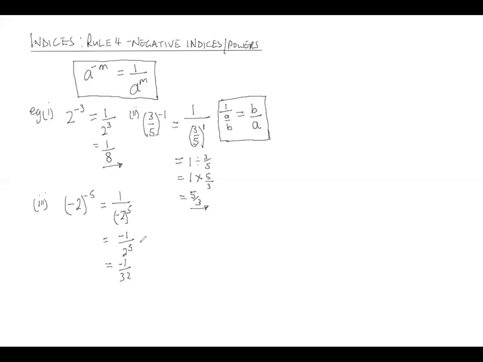So minus 1 over 32 becomes our answer in this case. Someone might write it as 1 over minus 32. Still all right, but it's much wiser to write it as minus 1 over 32. So this is my example 4.